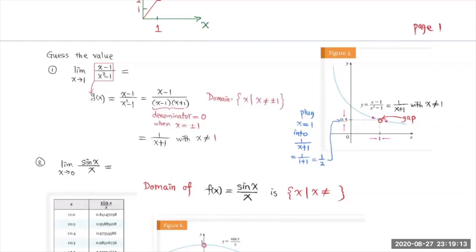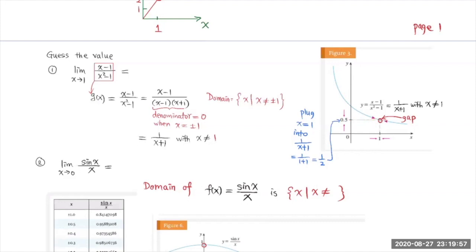So if there's no gap over here, then this point will have the y coordinate to be 1/2, which is 0.5. Now, because we have to take away this point when x equal to 1, we make this a gap. However, as you can see, if you move along the curve when x approaching 1 from the left side and also from the right side, the function value is getting closer and closer to this 1/2.